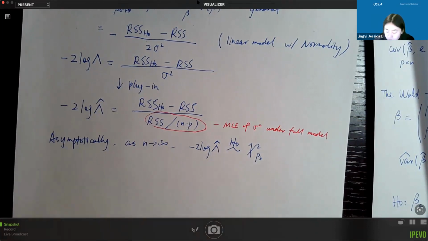So I spent quite some time talking about the likelihood ratio test because it's very general, and you can use it for other models, including the generalized linear model, which we'll cover next.